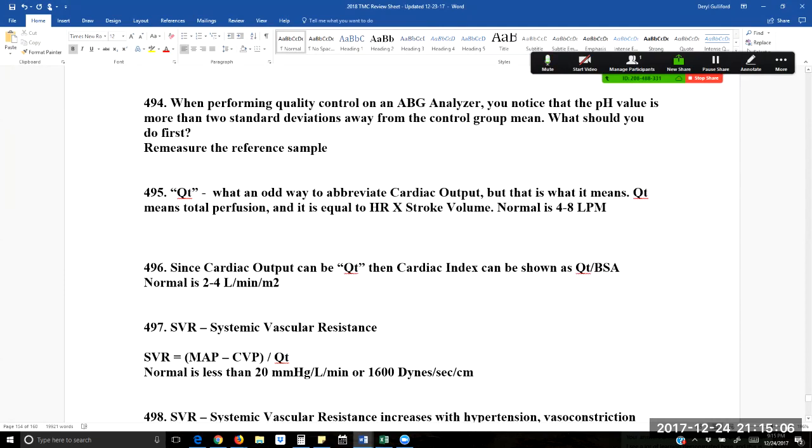494, when performing quality control on a blood gas analyzer, you notice the pH value is more than 2 standard deviations away from the control group mean. What should you do first? Well, that could mean something seriously wrong with the analyzer. But the first thing you would do is to remeasure the sample. Do you get the same result, or maybe was there an error of some kind on the first measurement? So remeasure is the first thing.